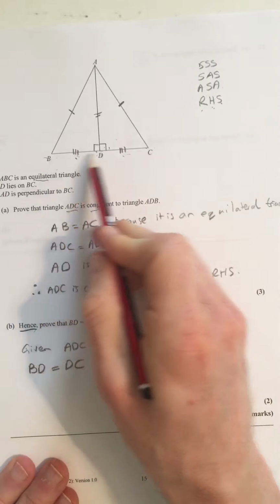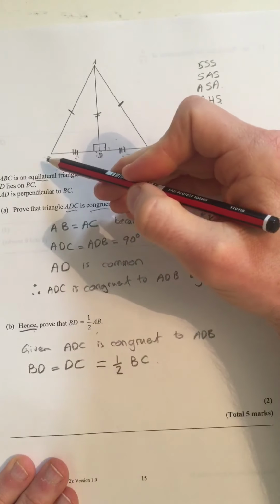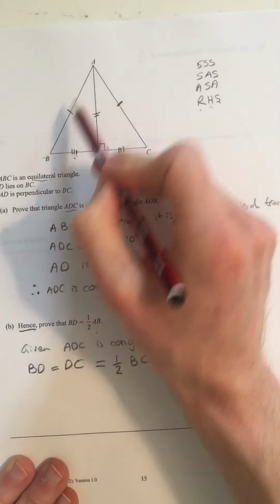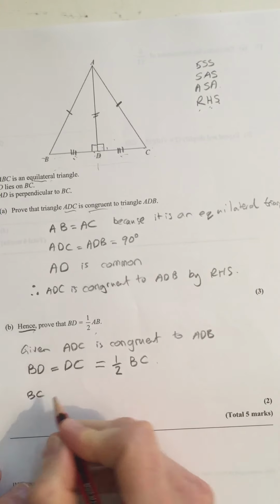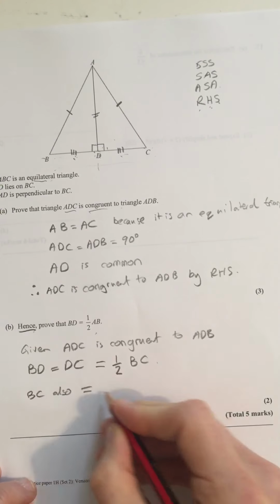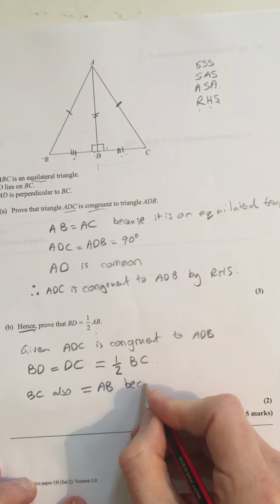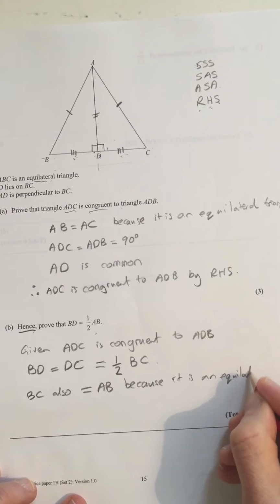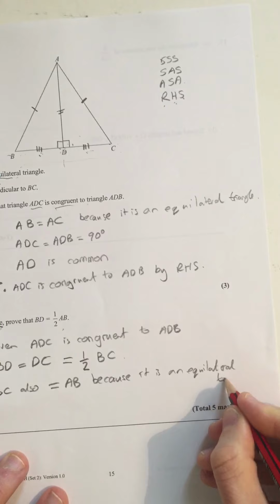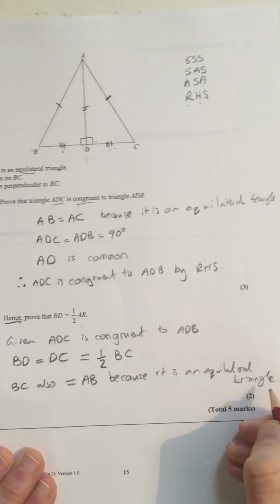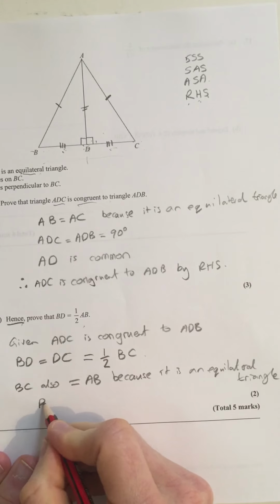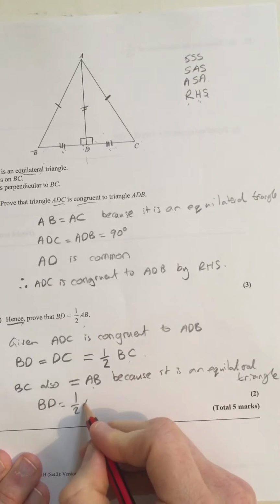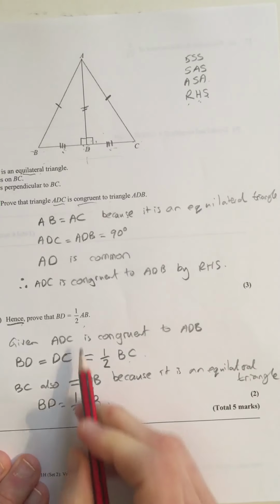Now, I also know that BC is equal in length to AB, because remember it was an equilateral triangle. This is equal in length to AB. So BC also equals AB because it is an equilateral triangle. Therefore, combining these two results together, I've got BD is equal to half BC, and we know that BC is the same thing as AB. There we go, we've proved that result.